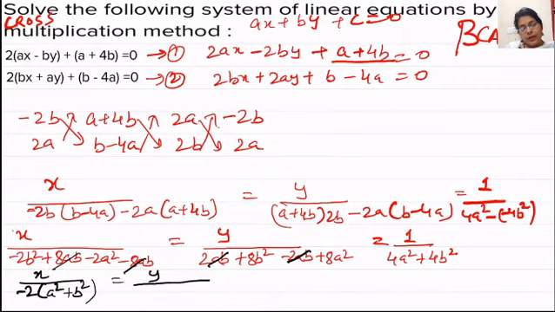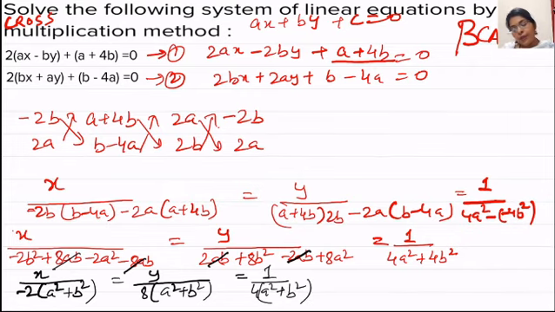Here 8b square and 8a square are there, so we will take 8 common, a square plus b square. Now we'll see this 1: 4a square plus 4b square, 4 is common, a square plus b square. Now we'll solve this and get the values of x and y.